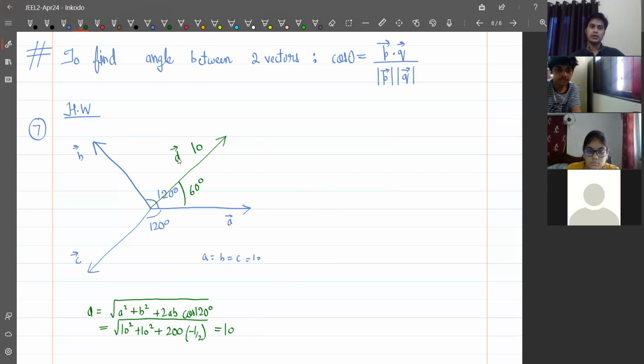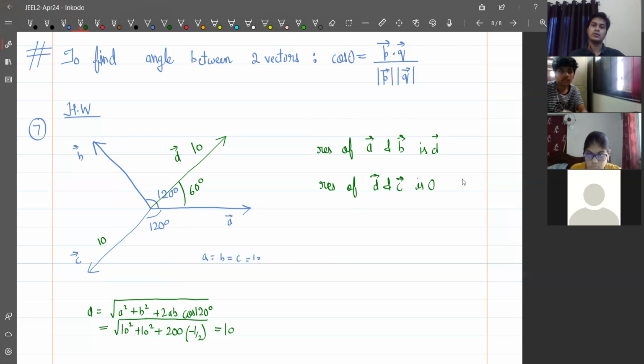Yes, sir. Okay. And see, the resultant of A and B is found. Then C and D will cancel each other out, because the magnitude of C is also 10 and they are vertically opposite. See, 120 and 60 degrees, that means 180 degrees. So the resultant of A and B is D. Now you can forget A and B, and the resultant of D vector and C vector is 0 because they are equal and opposite.